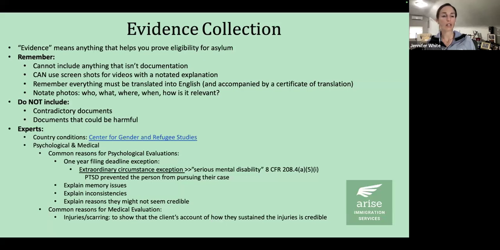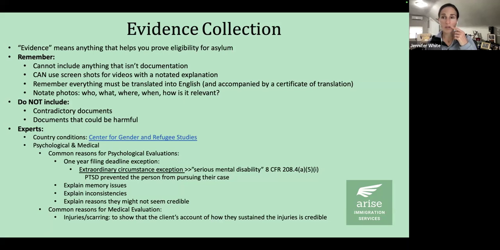And then there's psychological and medical evaluations. So psychological evaluations document issues related to PTSD, cognitive issues. There's lots I could say about this. I know we talked about this last time, the extraordinary circumstances exception to the 1 year bar. It's really helpful to have a mental health evaluation of folks who were prevented from filing because they were avoiding talking about their case because of PTSD. And that can be a way to overcome the 1 year bar.